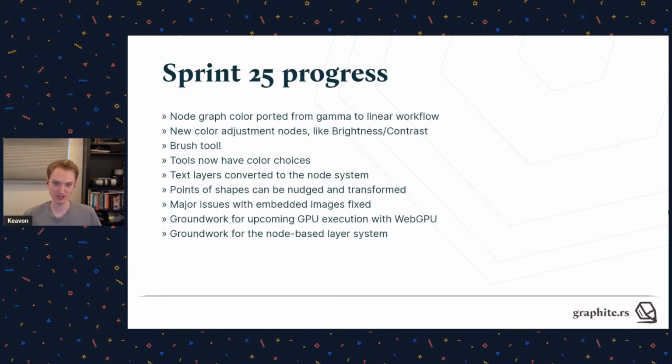And then some of our nodes actually don't care. Some of the calculations work either in gamma or linear, so they actually don't have to do a conversion before or after this switch from gamma to linear.